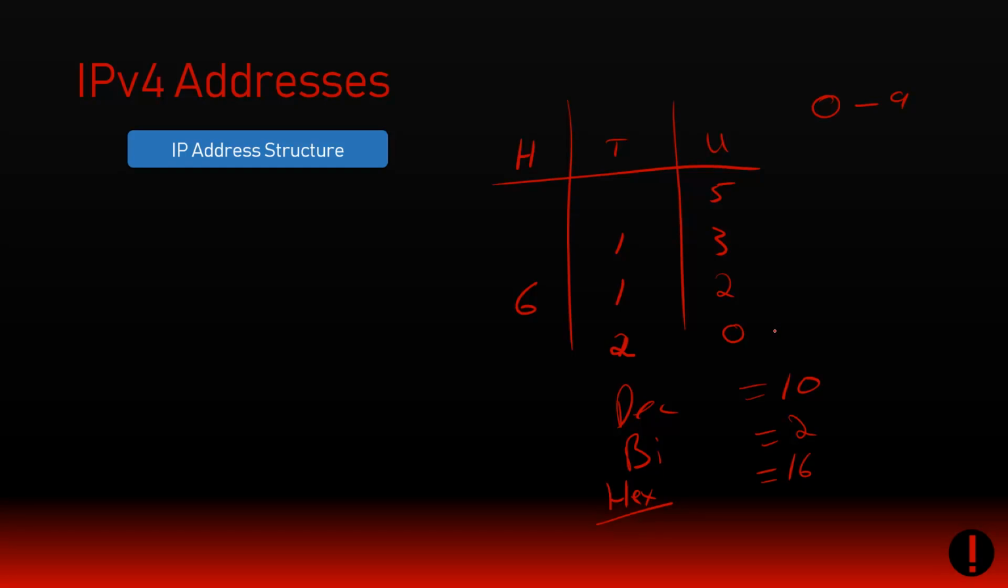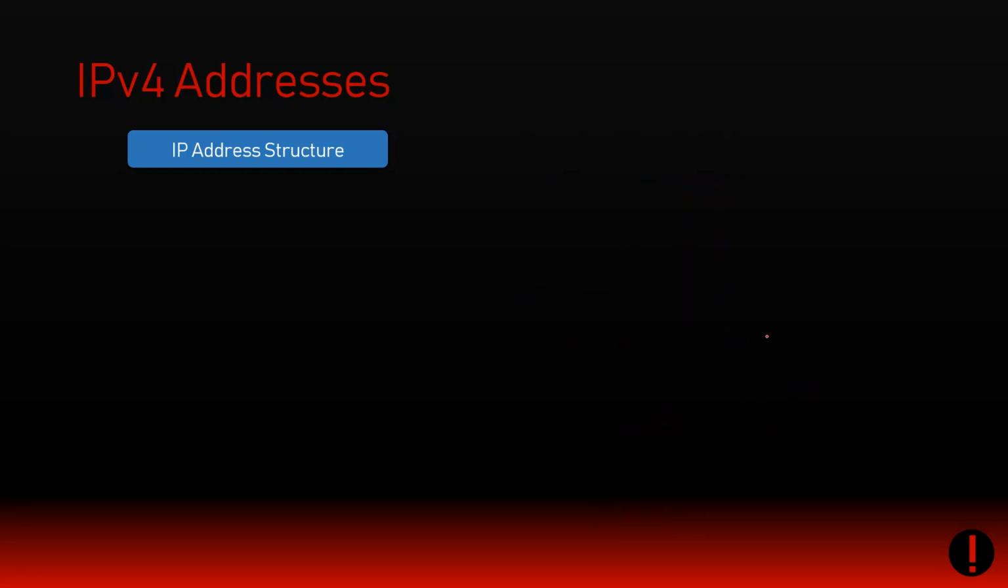However, in binary, it's a little bit different. Binary, what we're looking at is the same principle, except we can't go from 0 to 9. That's a decimal-based system. We've got the choice to go from 0 to 1.